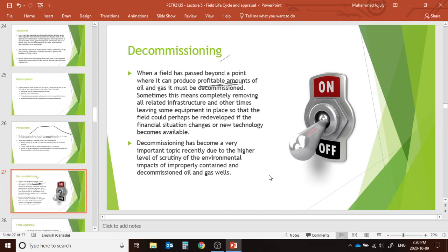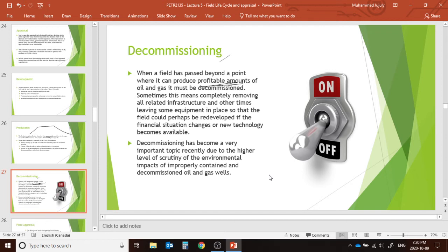Decommissioning has become a very important topic recently due to the higher level of scrutiny of the environmental impacts of improperly contained decommissioned oil and gas. It is very important, and that's exactly why I'm saying SAG-D is very important, because SAG-D has the least environmental effect, as you can see if you have seen their operation in oil sands.